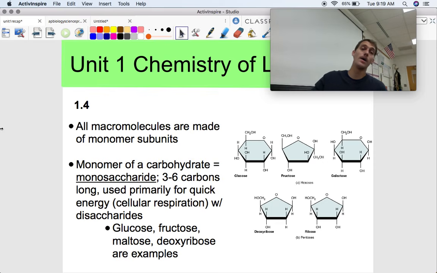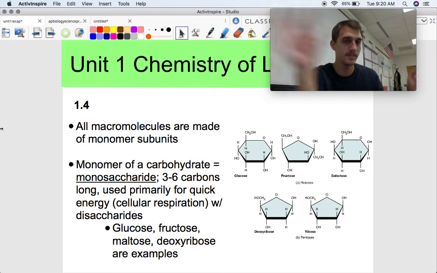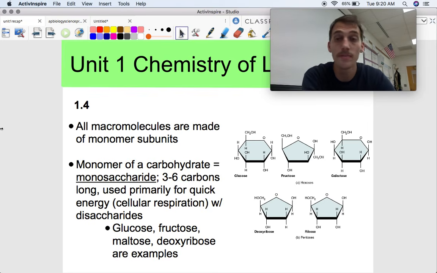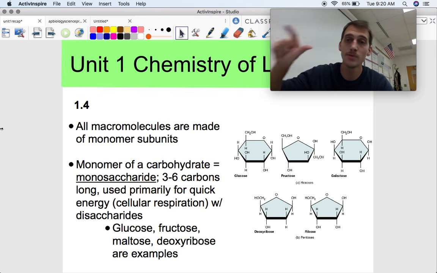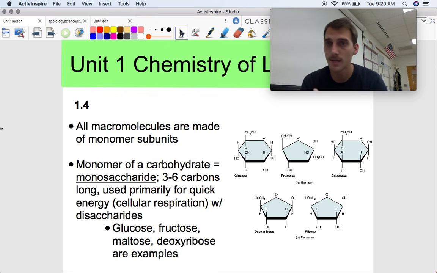1.4 is all about the properties of biological macromolecules, the monomers more specifically. All macromolecules are made of monomer subunits. Each one of our 4 molecules, carbohydrates, proteins, lipids, and nucleic acids, are made of smaller molecules called monomers, and we're going to learn what each of those monomers are and the properties of them.